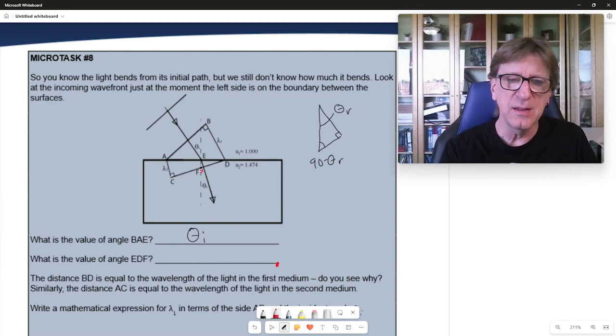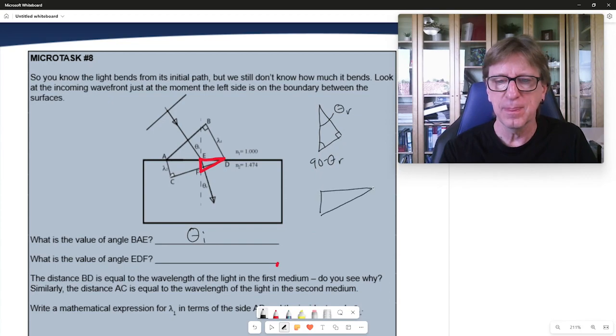So let's look at this. That is 90 minus theta r. So let's look at this angle here. This is another right triangle. So let's make it big again. So we decided that this angle was 90 minus theta r. So what must this angle be, which is the angle we're interested in? That must be theta r, right? So you see how we can get that.